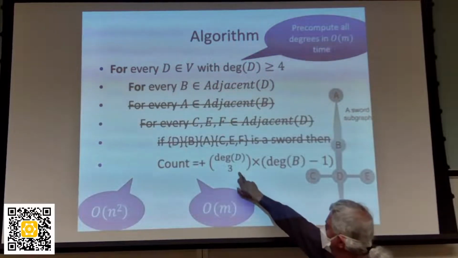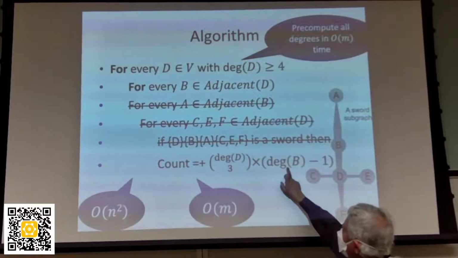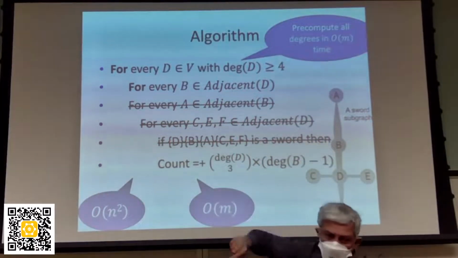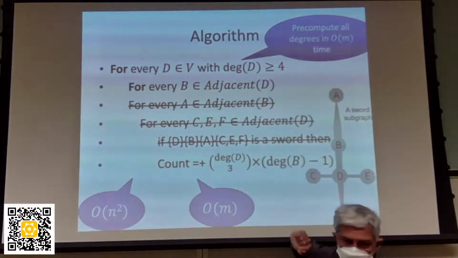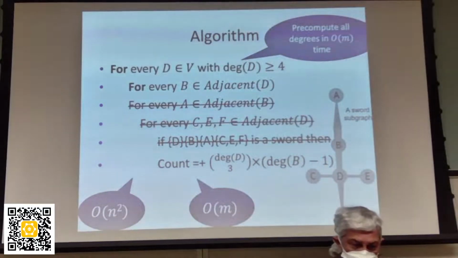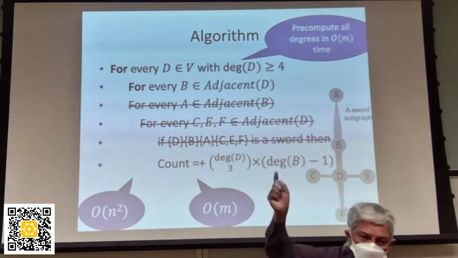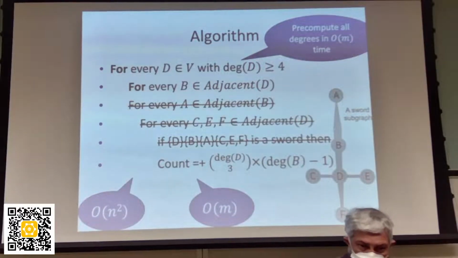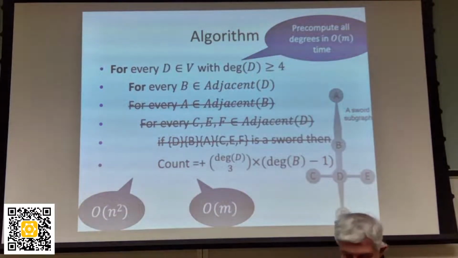So here we said for every choice of A, you have this many choices for C, E, and F. But those choices go down, because now one more of the neighbors of D got knocked out. Right? Let me draw a picture.